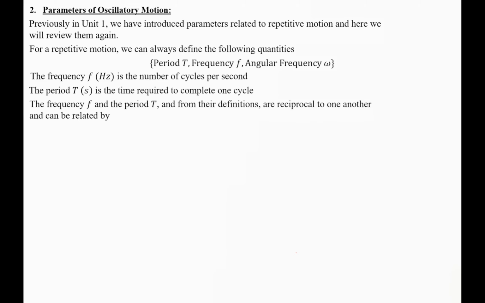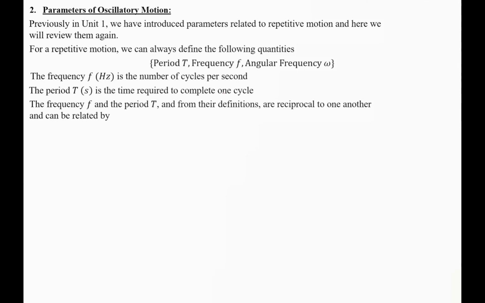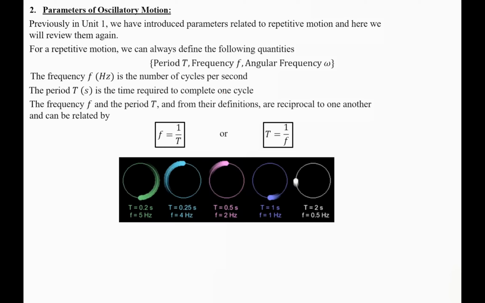The frequency and the period, from their definitions, because they are related to the cycles, this is per second and this is the time needed to complete one cycle. They are reciprocal to one another, and we can define them as follows: the frequency is 1 over the period, and the period is 1 over the frequency.